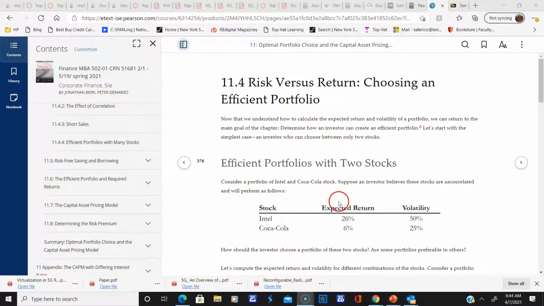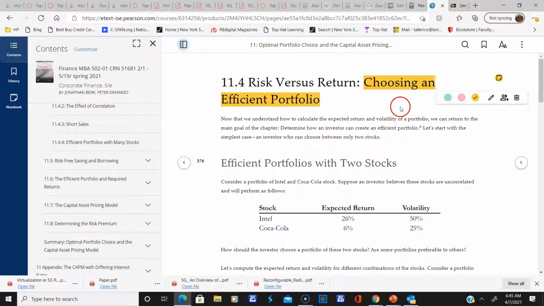So I want to add some more information with regard to correlation and covariance. So there's the concept of an efficient portfolio where you maximize your return for a given volatility. Now that we understand how to calculate the expected return and volatility of a portfolio, we can return to the main goal of this chapter, and the main goal is an efficient portfolio. So we determine how an investor can create an efficient portfolio.